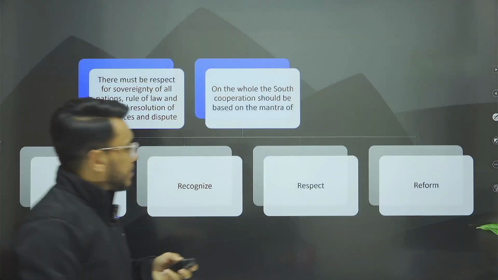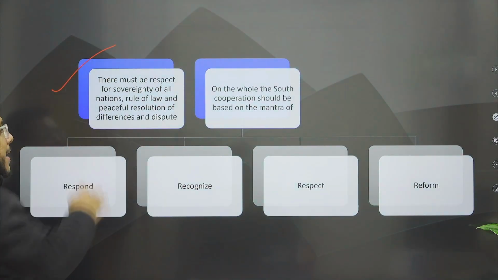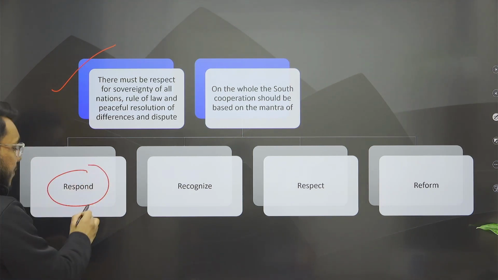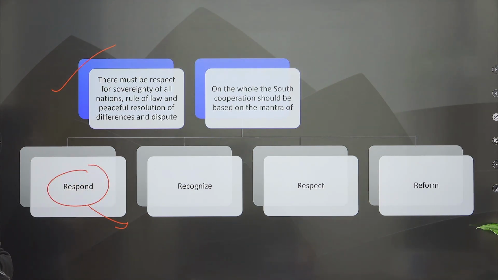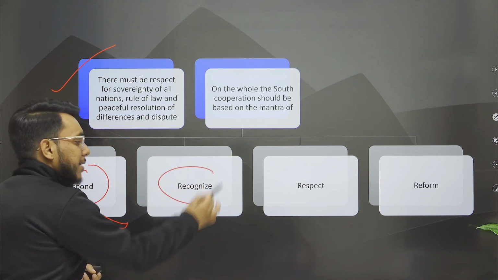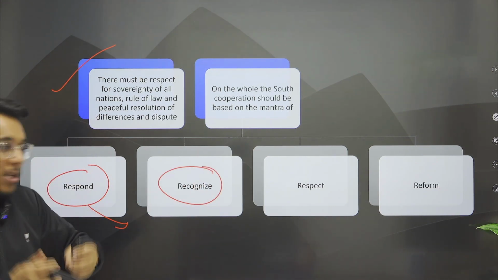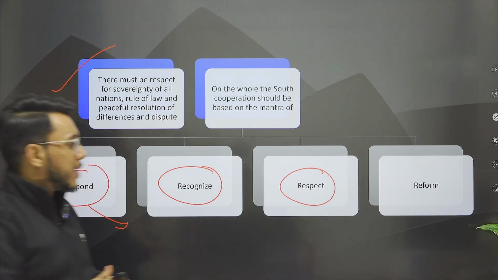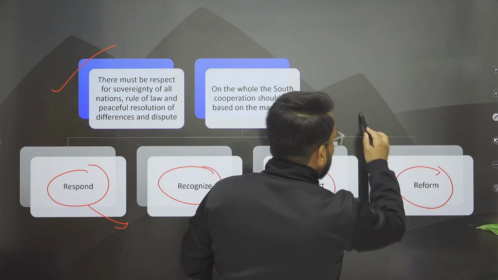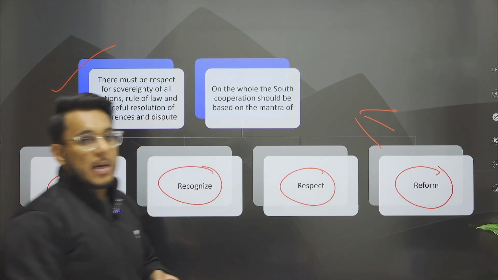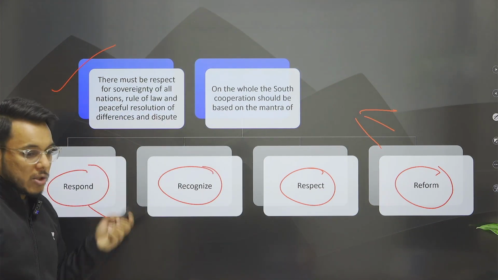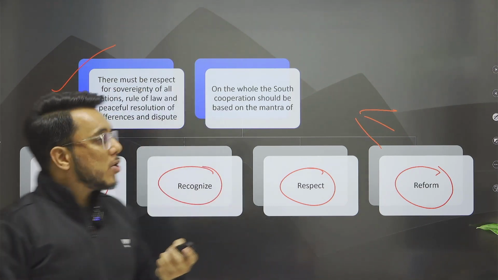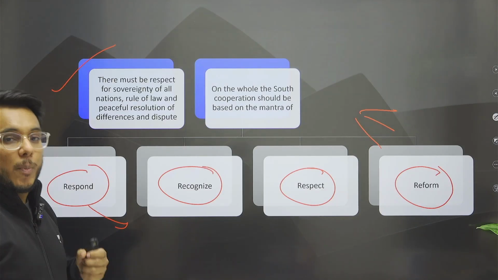Then the next thing is that India's foreign policy approach is always based on the 4R: respond to the countries' crises and needs, recognize their capabilities, respect their choices and their sovereignty, and reform. Systems need to be reformed so that they can benefit the global south. Because of these 4R, the mantra of India's diplomacy, India suits to be the contender for the global south.